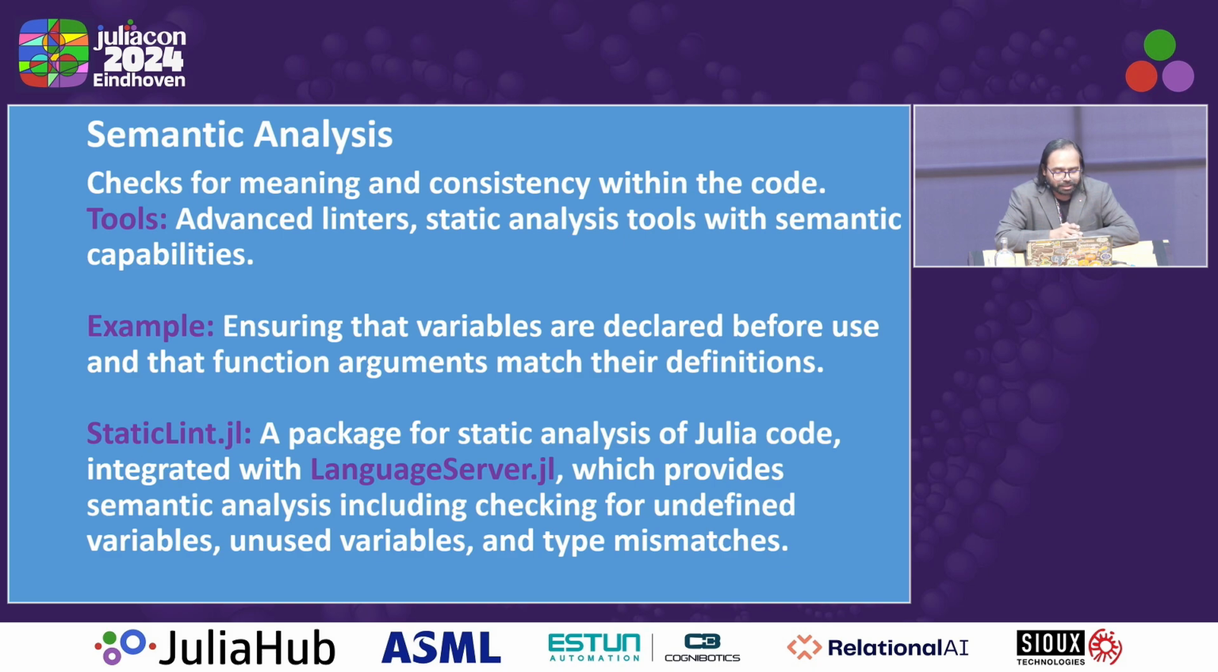An example can be ensuring that variables are declared before use and that function arguments match their definitions. Here you can consider using the library called StaticLint.jl, which is for static analysis of Julia code, and which can be integrated with LanguageServer.jl. That provides semantic analysis, including checking for undefined variables, unused variables, and type mismatches.